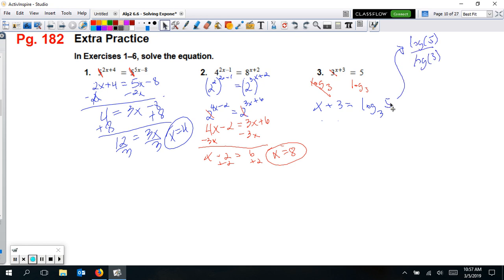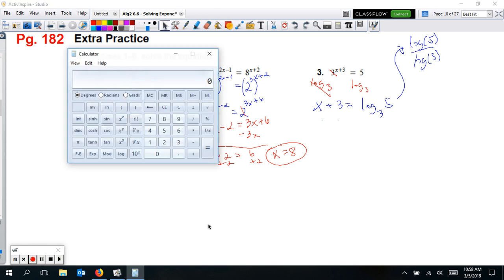5 would be on top, so we would change it to log base 10. So log base 10 of 5 on top, and log base 10 of 3 on the bottom. So remember, 5 is going to be on top, and then 3 will be on the bottom, both in log base 10. So now we can use this to help us figure this out. And I'll do it on a calculator really quick.